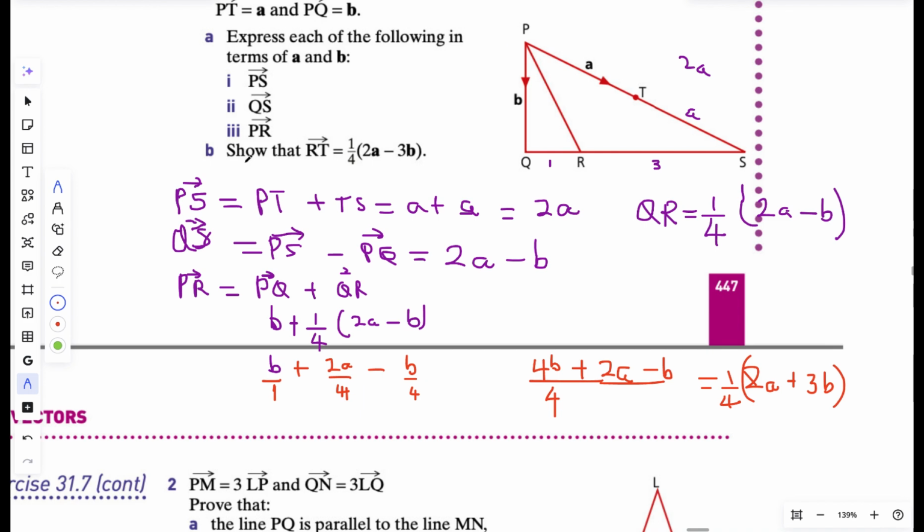The last but not the least is to show that RT is 1 over 4 of 2A minus 3B. Here's RT here, from here. Okay, let's change the color.